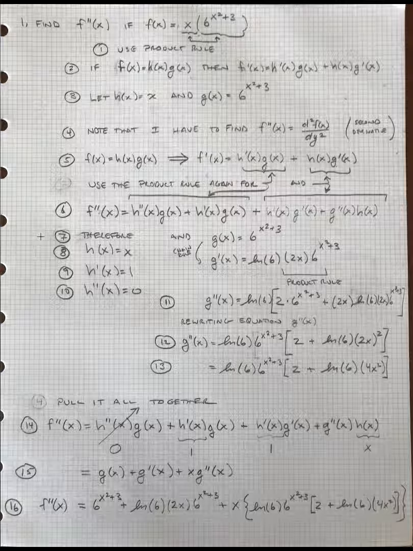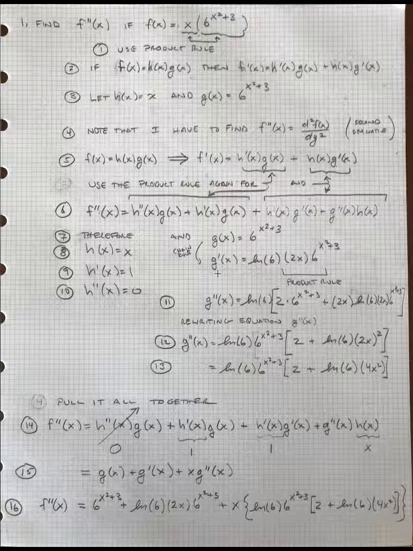And h of x is equal to x, which means that the first derivative is just equal to 1, which is a constant, and so the second derivative is going to be equal to 0. The more tricky part is g of x. I'm going to let g of x equal 6^(x squared plus 3), which means that g prime of x is going to equal, and remember that when it's not base e, you have to take the natural log of the base, which is 6 in this case, times the derivative of the exponent, which is just 2x, times the exponential carried down, 6^(x squared plus 3). So that is what g prime of x is.